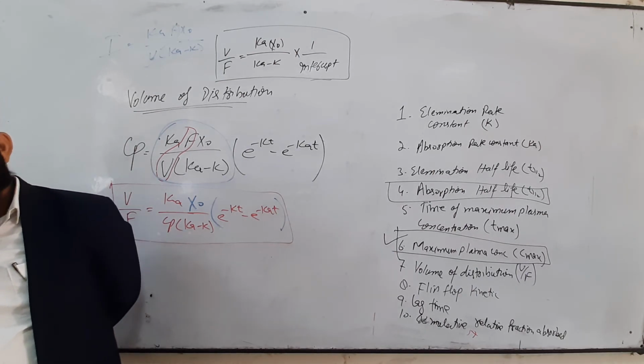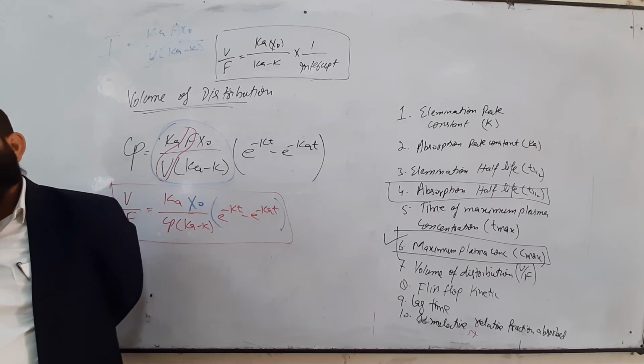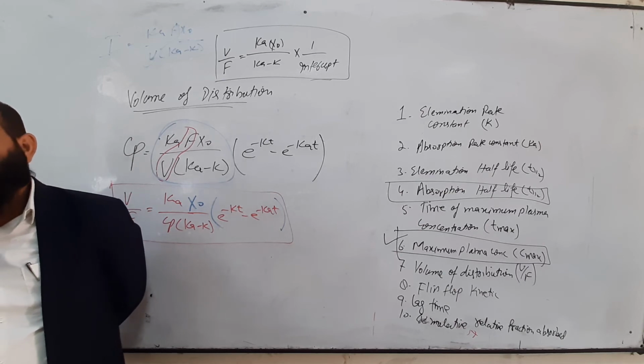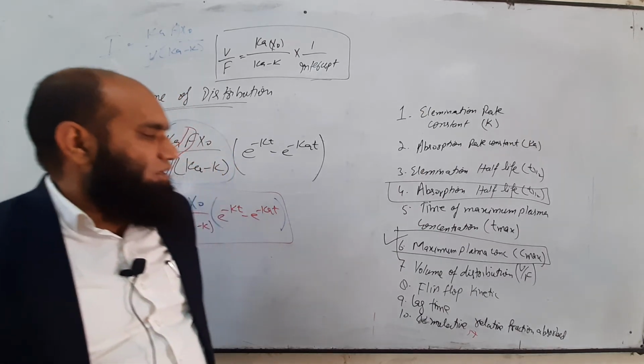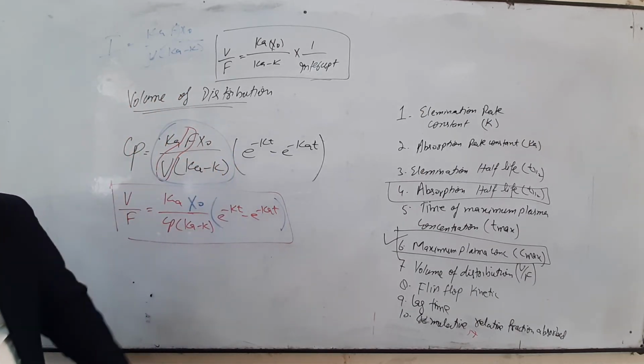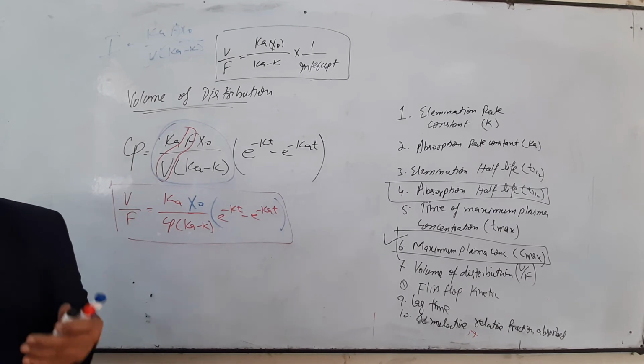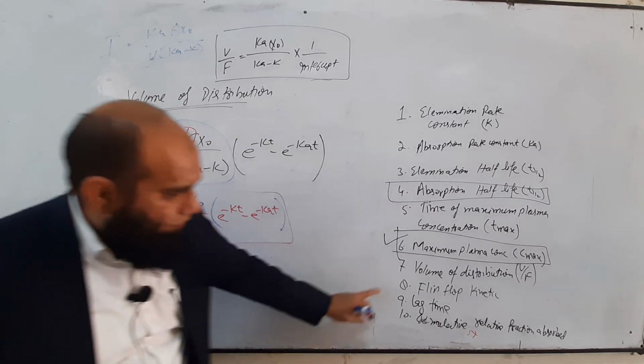But in case of flip-flop kinetics, we assume that it is the inverse of the linear kinetics. And in case of the inverse of the linear kinetics, the elimination rate constant will be greater than the absorption rate constant. This is called flip-flop kinetics.